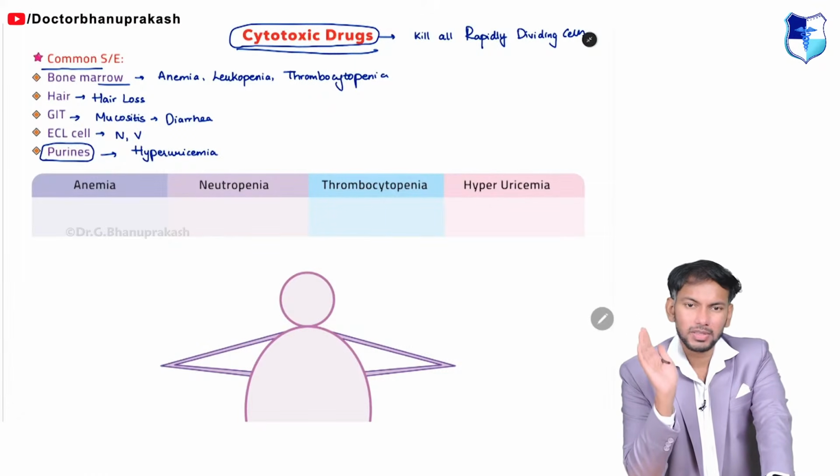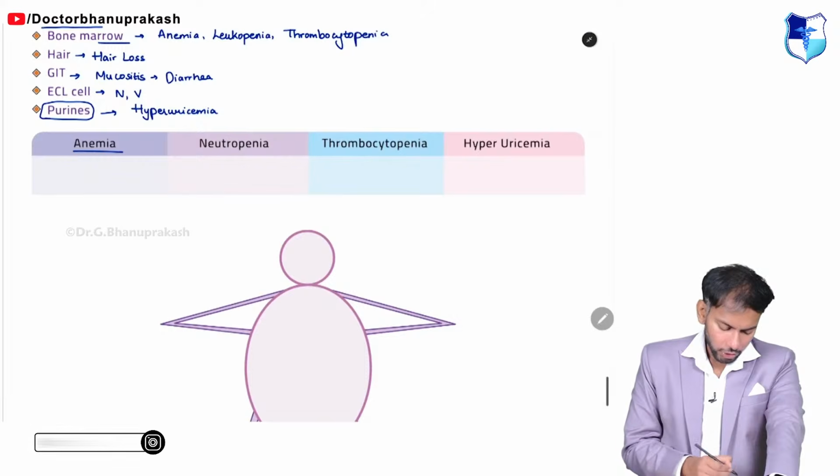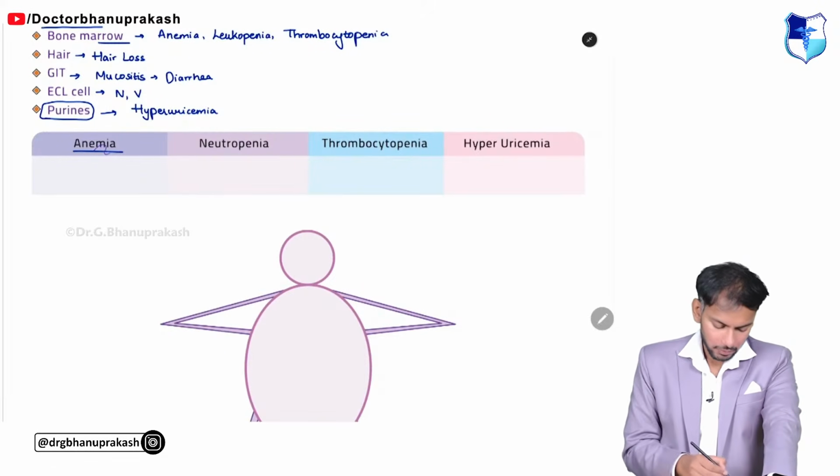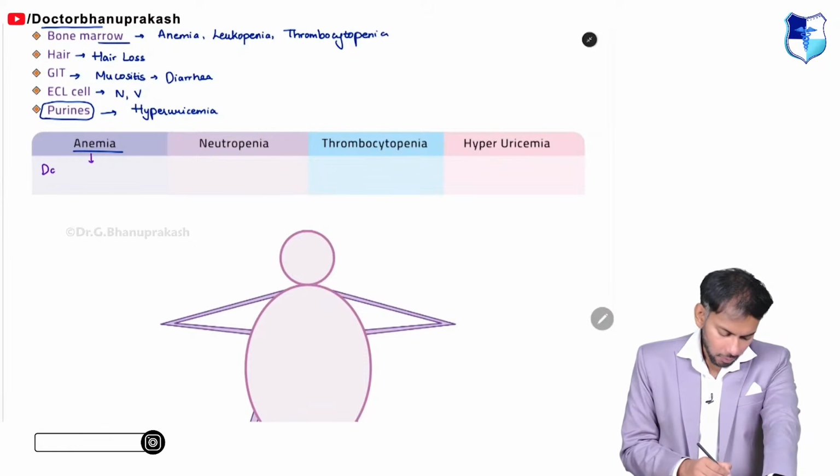So we are going to do the side effects first. Yes. So if a person has anemia, what should you do? We talked about this in the heme chapter. What should you give? You should give an erythropoietin analog. It is darbepoetin or epoetin.